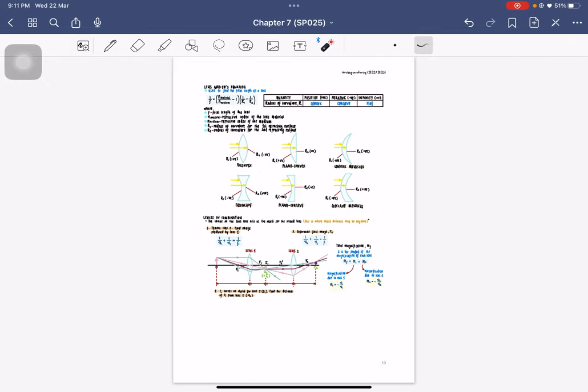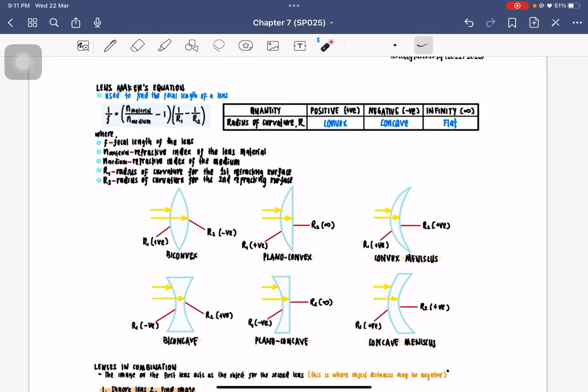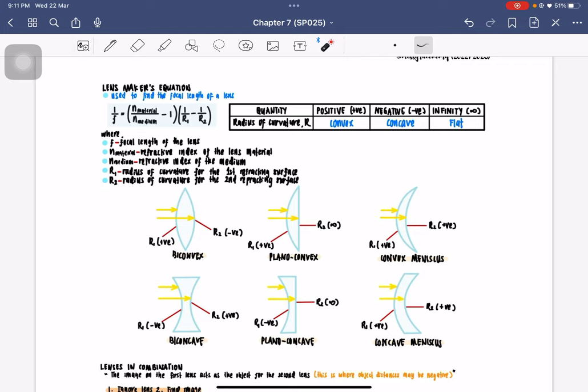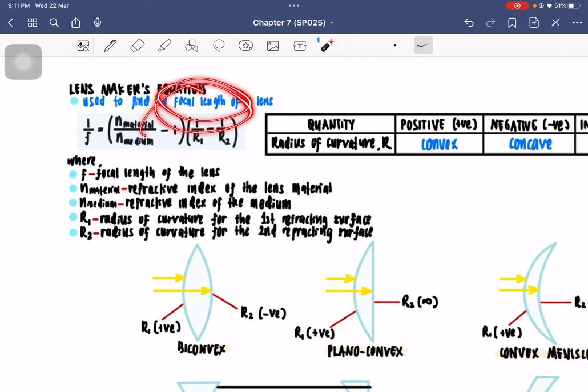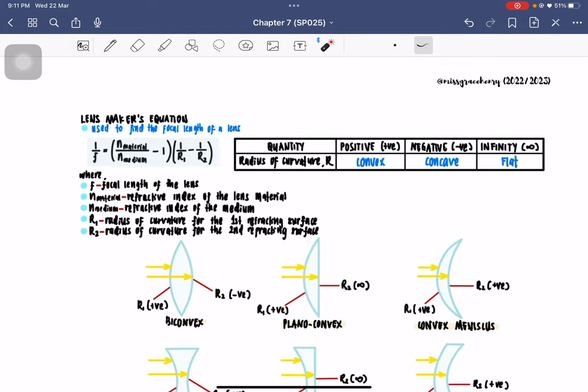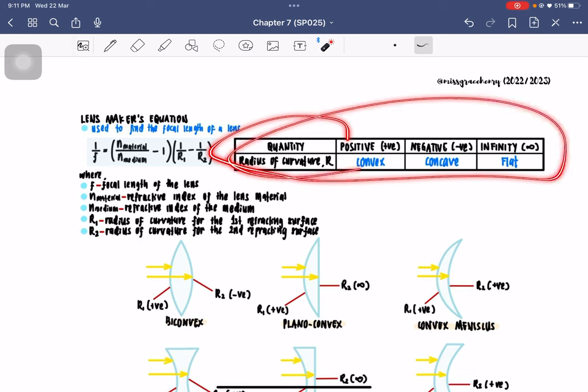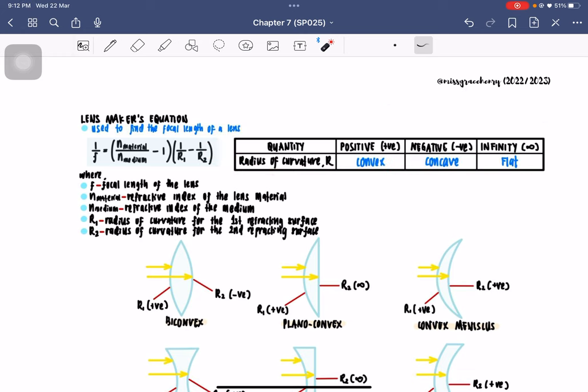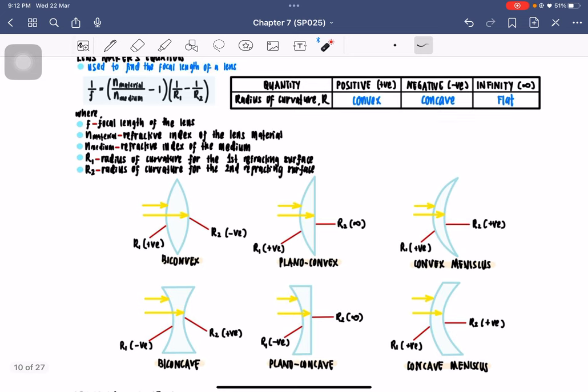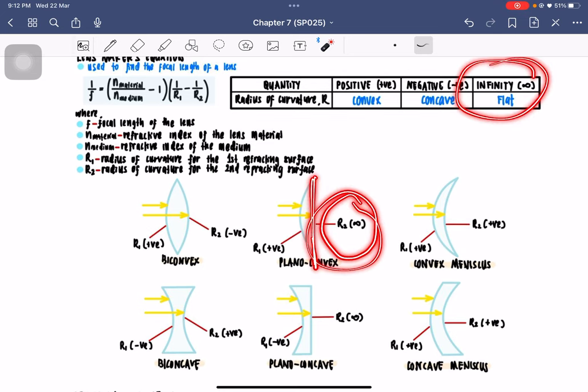Right, so now let's look at the lens maker's equation. What is this equation? This is used to find the focal length of a lens. Okay, so this is the equation. And then the sign convention, this one shown here lah, untuk radius of curvature. For convex lens, it would be positive, concave, negative, infinity. Maksudnya dia akan flat. It is a flat surface, which is plane. Okay, this is a plano, which is gonna be at infinity lah.